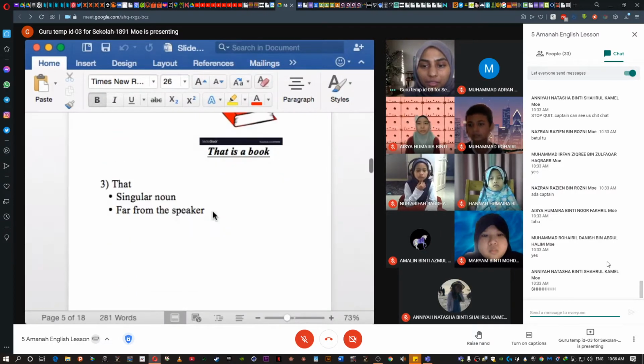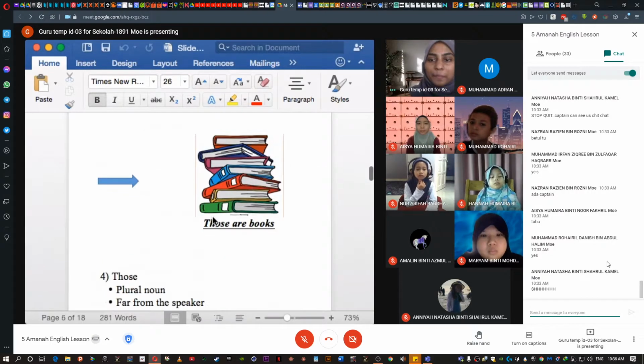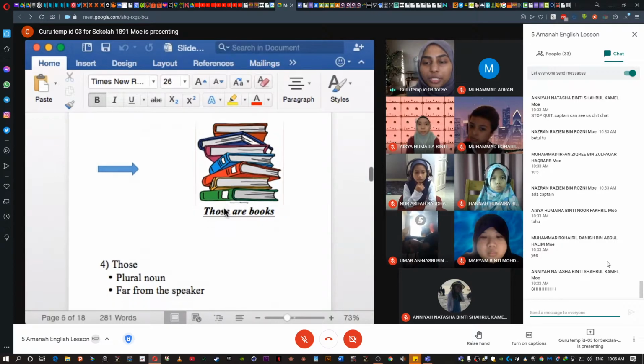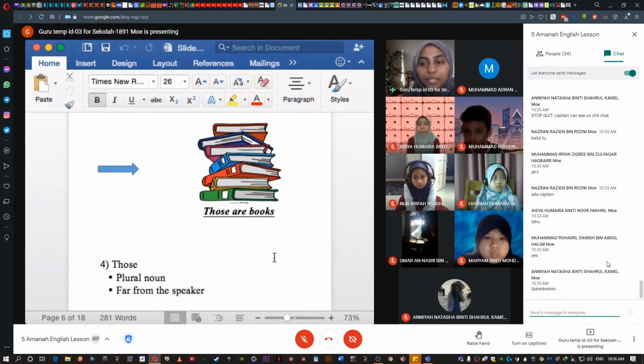Okay. For number four. Those. Those are books. So we use those for plural nouns. Perkataan yang banyak, untuk macam barang yang banyak kita nampak. So kita guna those, dan juga far from the speaker. Berada berjauhan. Perkataan yang berjauhan dan juga banyak, kita guna perkataan those. We use those. Those are books.